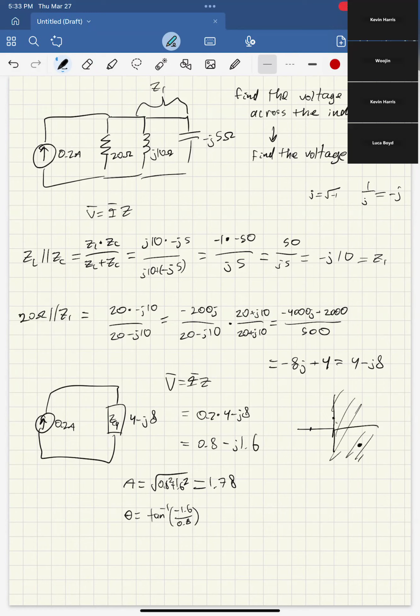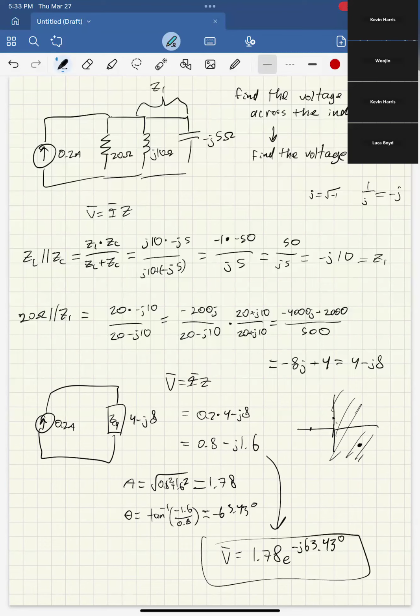So here, if we do the tangent inverse of minus 1.6 over 0.8, which is also just the tangent inverse of negative 2, we end up getting negative 63.43 degrees. So then our final answer for this voltage would be 1.78 e to the negative j 63.43 degrees. That'd be the answer. If, how do you know when to add 180?